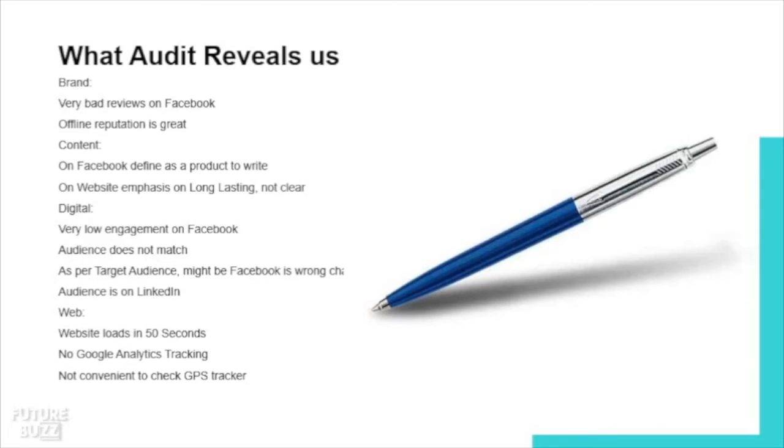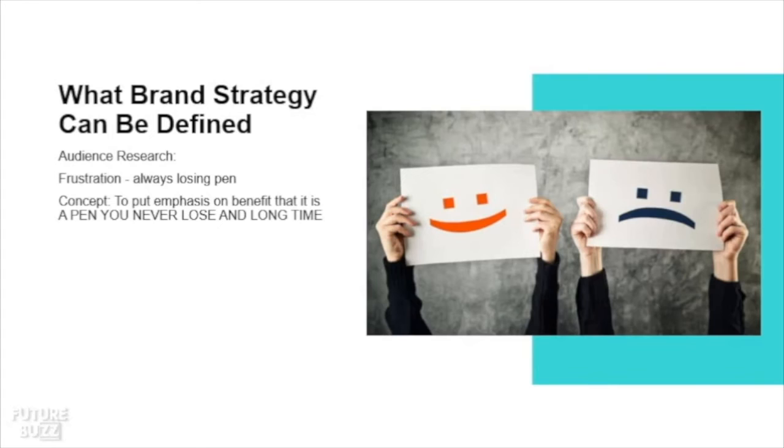On the web, what we found on our audit is that the website is loading in 50 seconds. There's no Google Analytics tracking, and it's really not convenient, I think, to check a GPS tracker on a website. Therefore, we start defining a brand strategy at that level. So we first identify the audience, the frustration, what makes them happy, like we saw, and then we saw that the main frustration is always losing the pen.